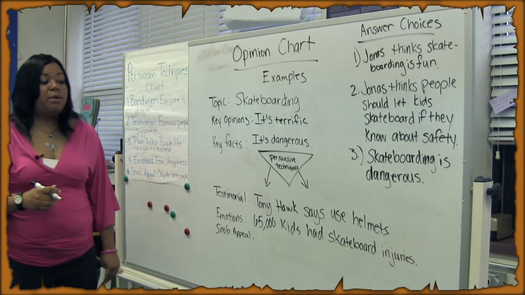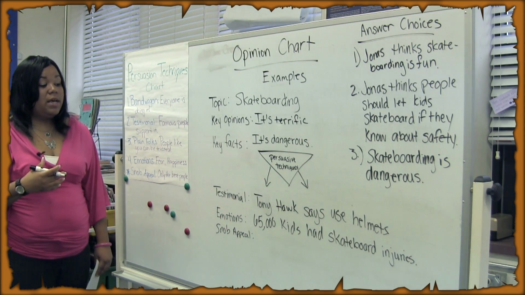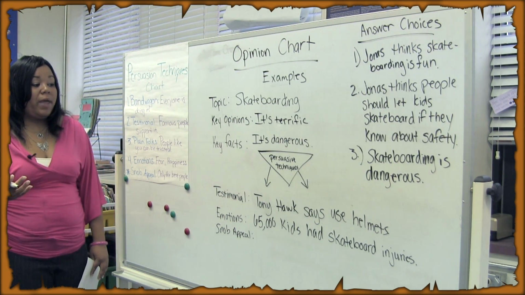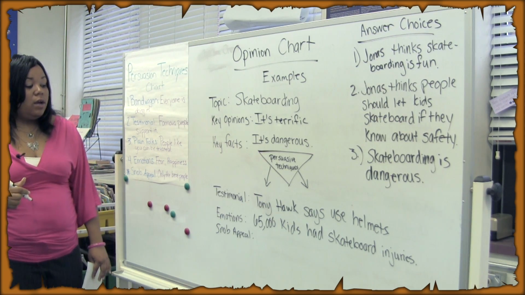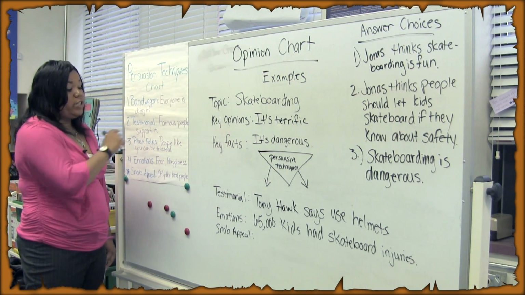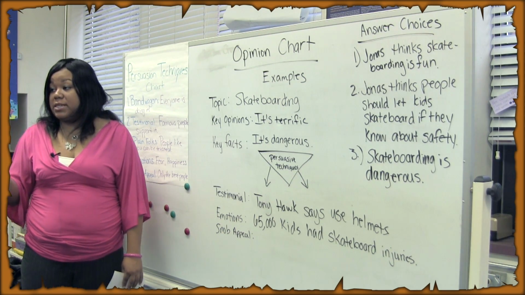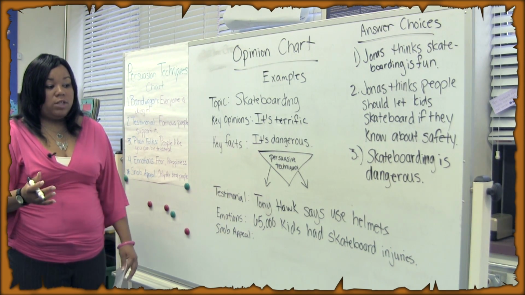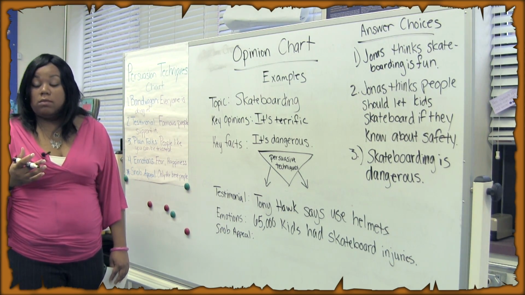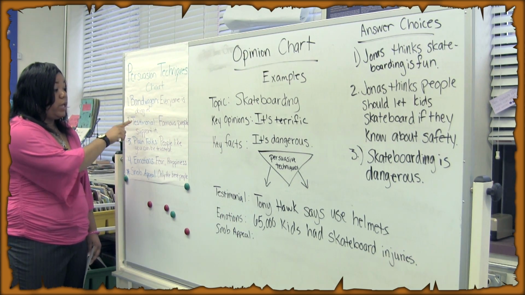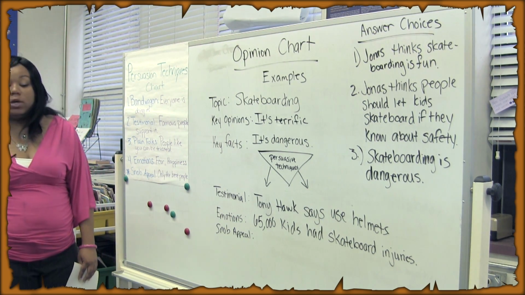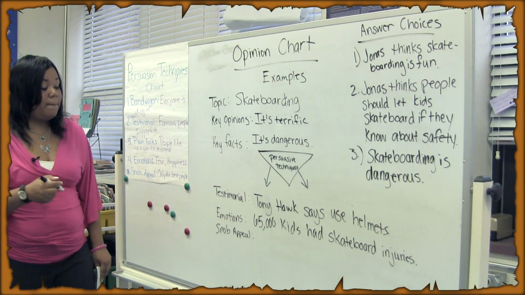Now we're going to look at some of the different persuasive techniques to figure out the overall opinion of this passage. We have our testimonial, which is famous people support it. Tony Hawk is a famous skateboarder, and he says, use helmets. Well, this is going back to that testimonial and trying to get you to use helmets.